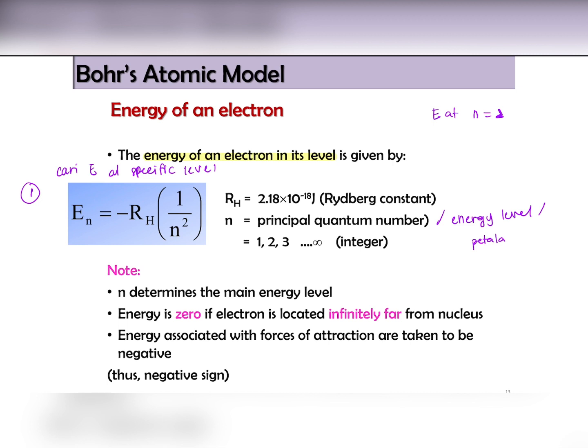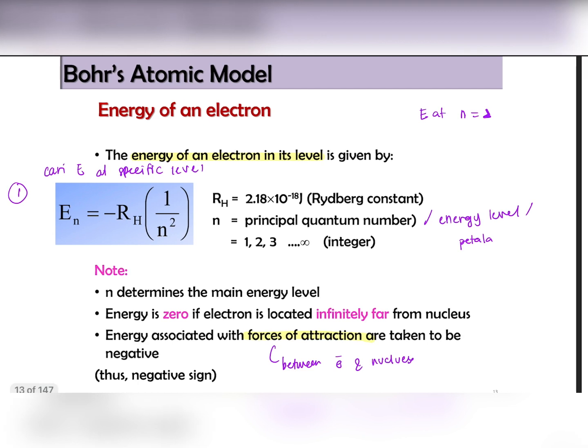Kalau lah elektron tu jauh daripada nucleus, energy tu adalah 0. So maksudnya semakin menjauh daripada nucleus, the energy will become lesser. Energy associated with force of attraction are taken to be negative. So maksudnya you see the sign negative. Negative means ada forces of attraction. So forces of attraction ni between siapa? It is between electron and nucleus.